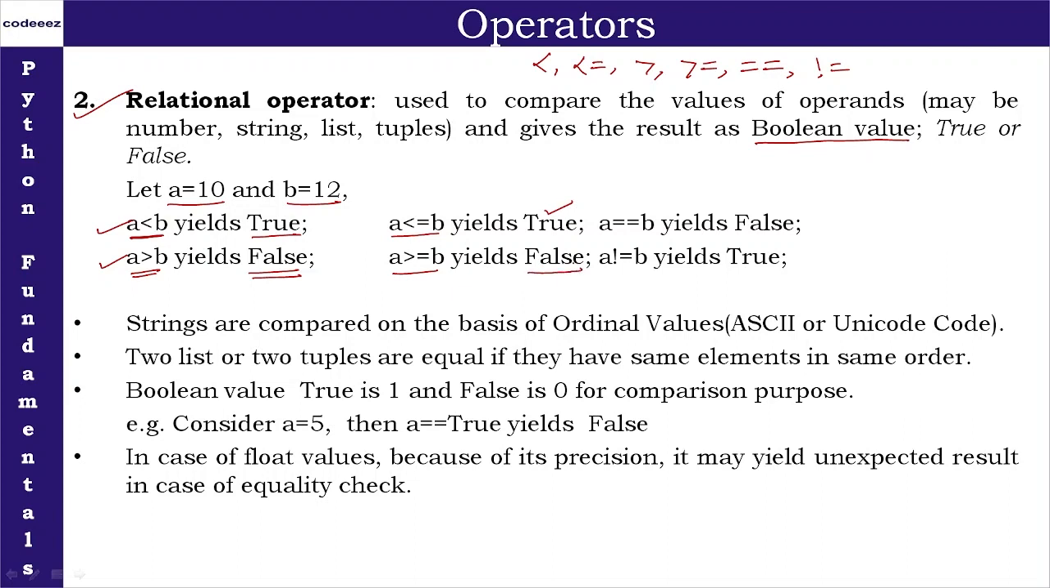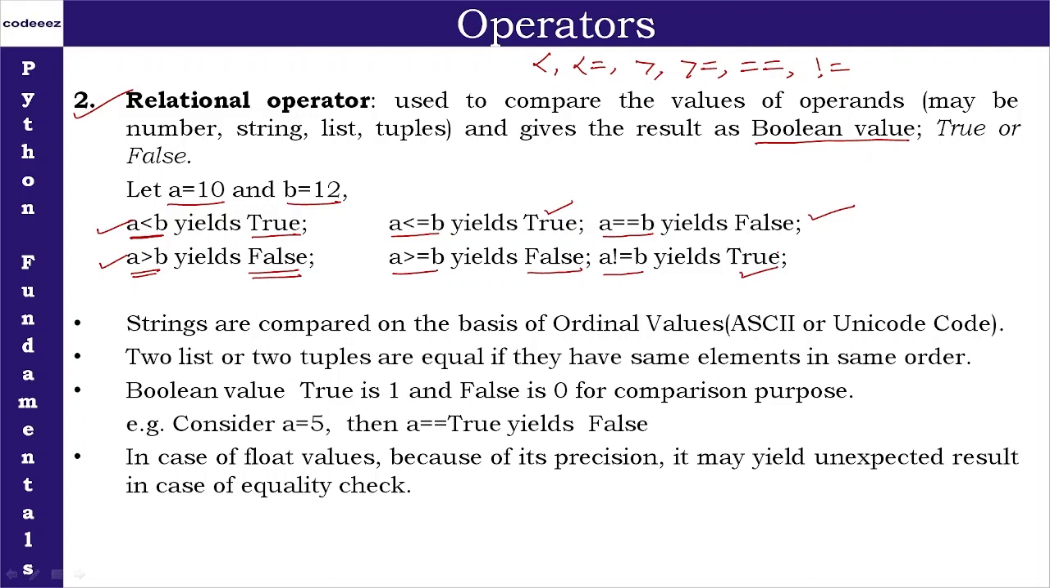Now here is an equality check. Whether the value of A is equals to B. No, it is not, so the result here is false. Whether A is not equals to B. Of course it is not equals to B, so the result here is true, right? So this is the role of the relational operator: just to compare two values, make the comparison between the two operands, and give you the result in the form of true and false.